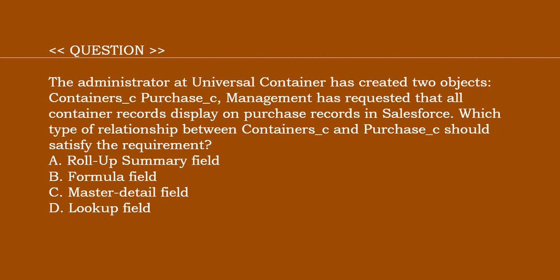Option A, roll-up summary field. Option B, formula field. Option C, master-detail field. Option D, lookup field. Correct answer is option B.